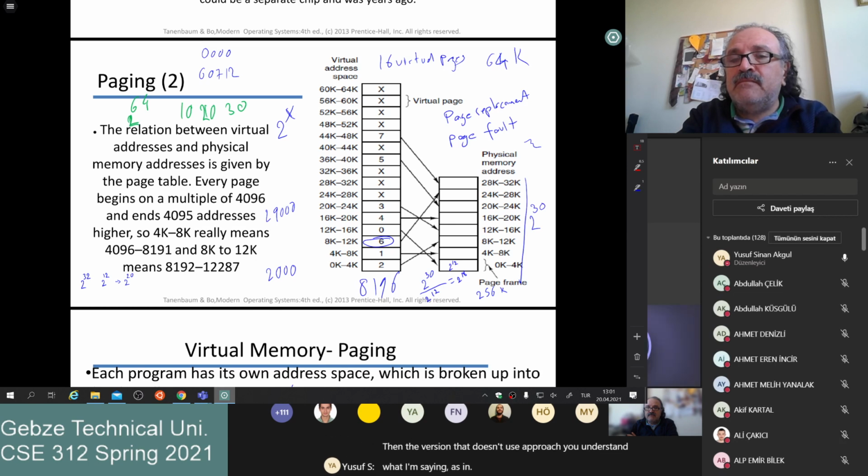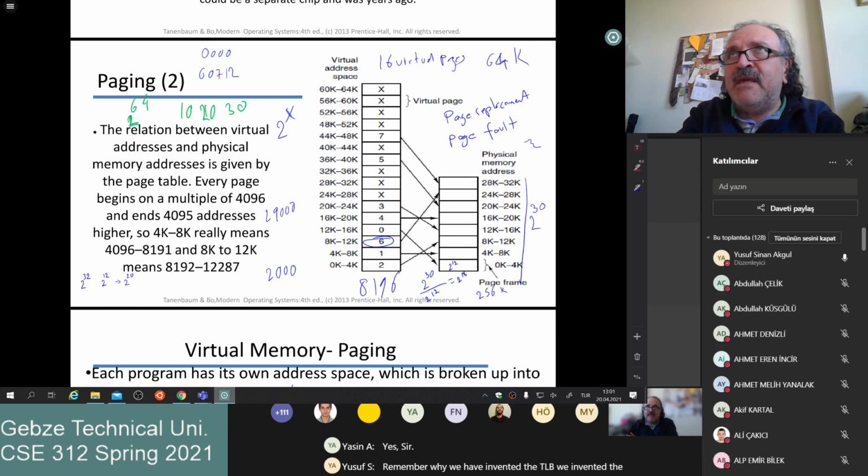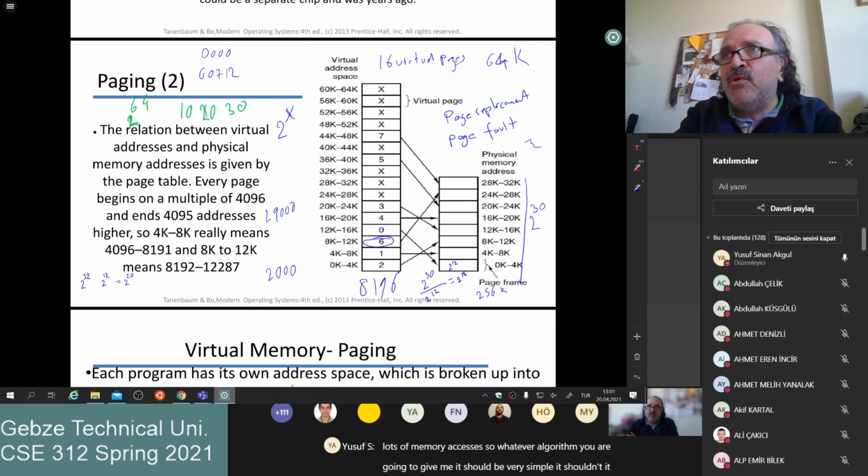Yes, sir. Remember why we invented the TLB? We invented the TLB because we like to make this address translation fast. But whenever I access a page, I don't have the luxury of going to the page table and making lots of modifications. That will require lots of memory accesses. So whatever algorithm you are going to give me, it should be very simple. It shouldn't make me go to the memory and update something.